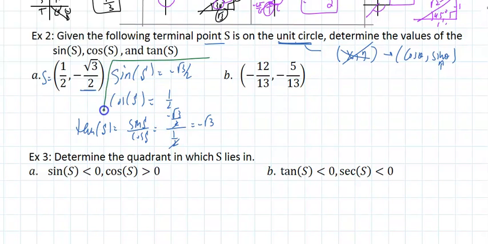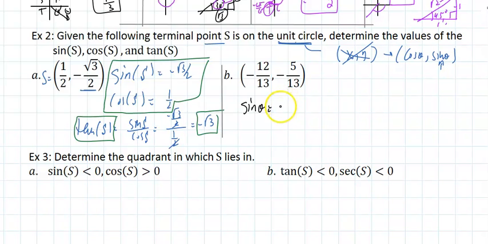And that would be my answers. And here the same deal. I know the sine of this angle is the Y. I know the cosine is the X. And I know the tangent is the sine over cosine. So I use identities here.